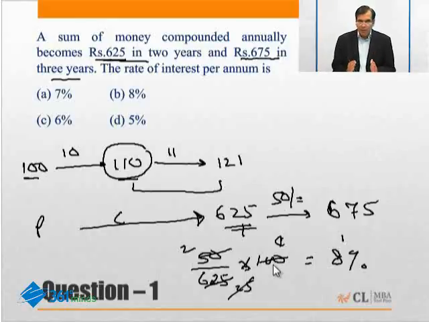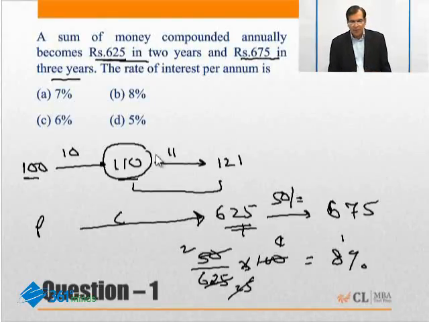So here all we did was we said from year 2 to year 3 whatever is the increase is on account of interest on the total amount at the end of year 2, and on that basis we got the answer. Okay. Let's look at the next question.